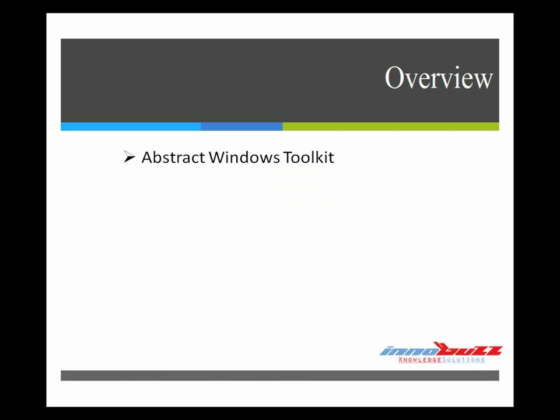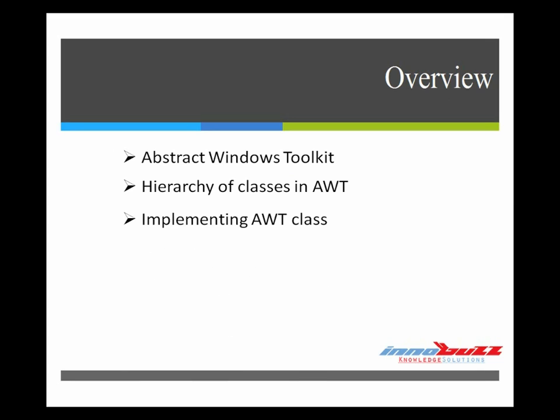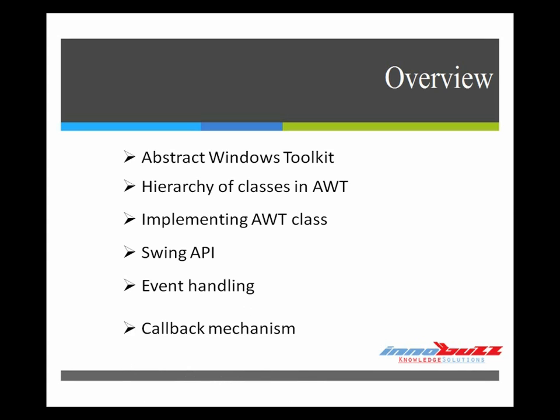First, we are going to talk about the Abstract Windows Toolkit, the AWT. The hierarchy of classes in AWT. We are going to see now the implementing of AWT classes. Then we are going to talk about the Swing API, the event handling, and at the end, the callback mechanism.